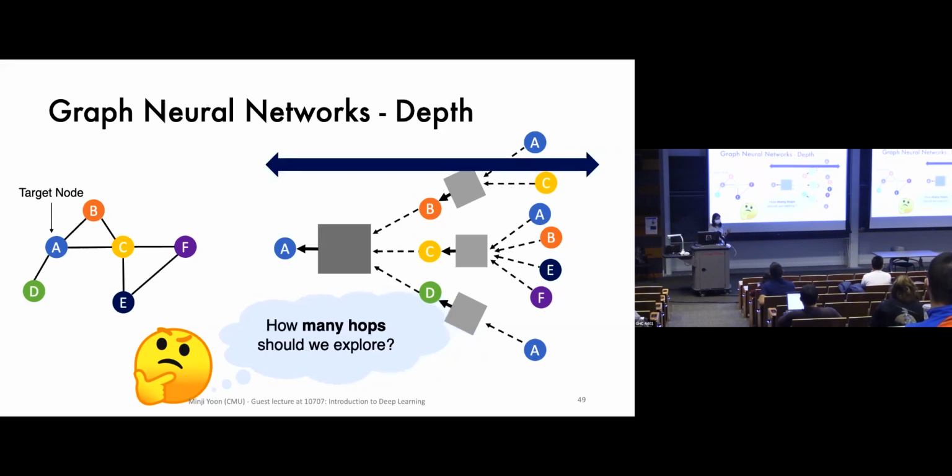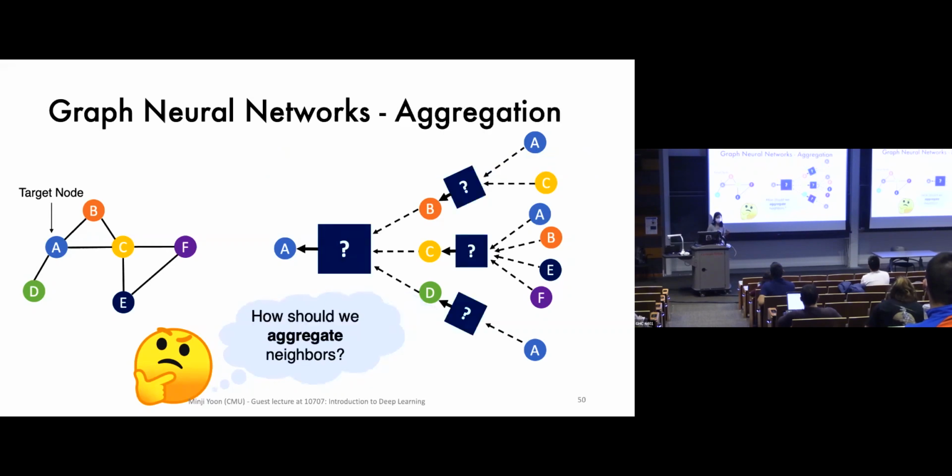And the second question is, here we just look into two hops. But why choose two hops? Why can't we make a three-layer GNN? We can make a 10-layer GNN. Why choose a two-layer GNN here? And the third question is, you said we're going to average or sum the neighboring embeddings, but why should we choose average or summation? What is the best aggregation strategy for my given graph?